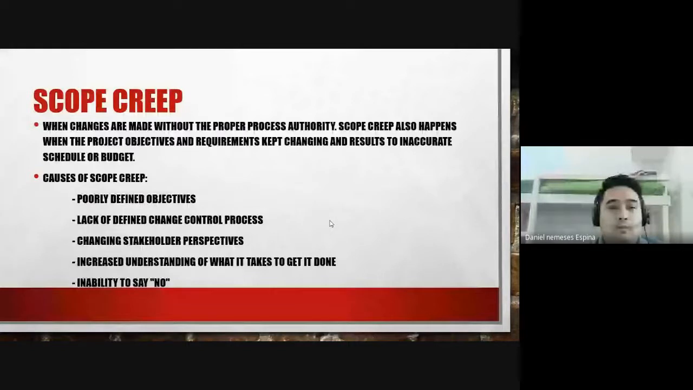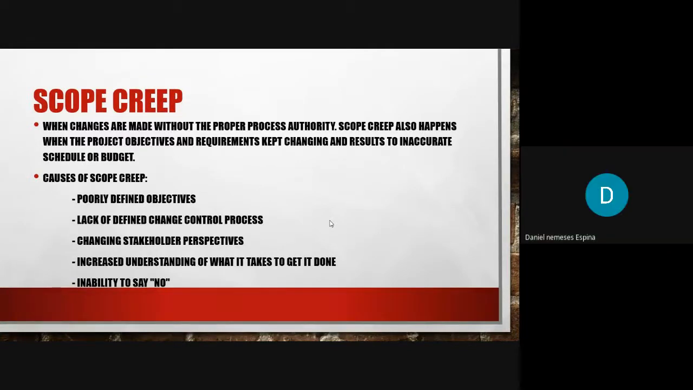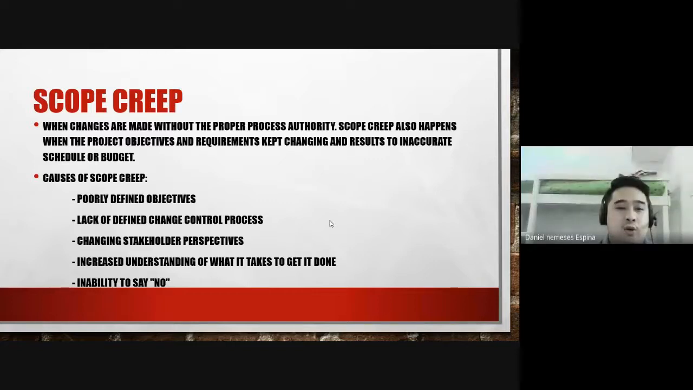So the causes of the scope creep. So first, poorly defined objectives. So again, the objectives must be SMART, di ba? Should be specific, measurable, attainable, realistic, and time-bounded. So second is the lack of a defined change control process. So every change must undergo a formal process. Okay. So not to discourage changes, but at least it is well documented. Okay. So it can also serve as your evidence. Okay. You can use it to prevent the client from saying that you're not doing what they are expecting.